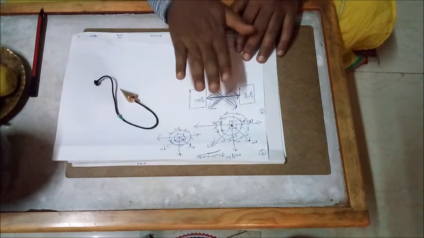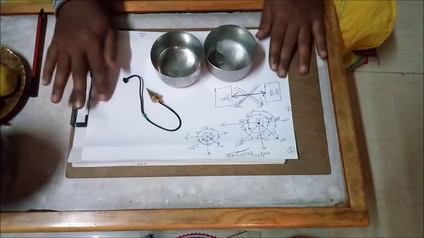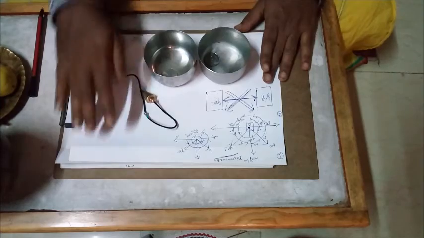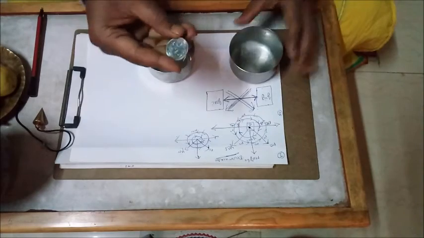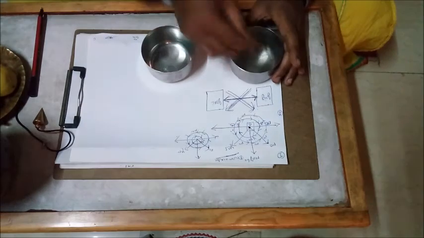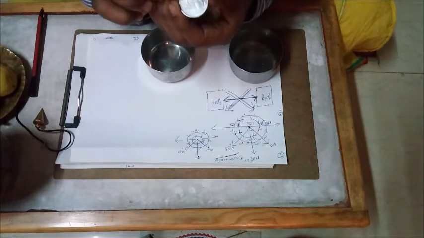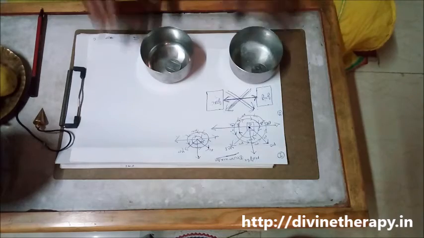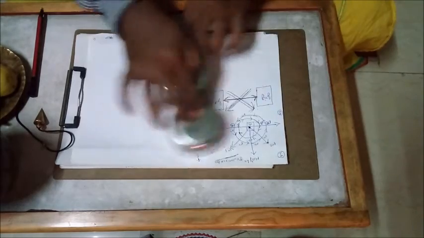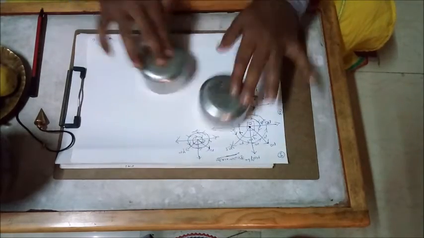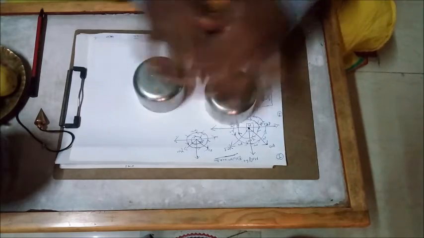Now I will do a small demonstration of energy level. This can be done within your home itself, the energy level checking. Now this cup, this is a 2 rupee coin, I'll keep it in this cup, and this is a 1 rupee coin, I'll keep it in this cup. Now I'll make both inverted. Now I don't know which is which. Now I'll check which is the 1 rupee coin and which is the 2 rupee coin.